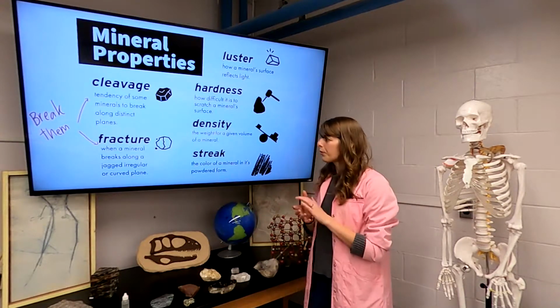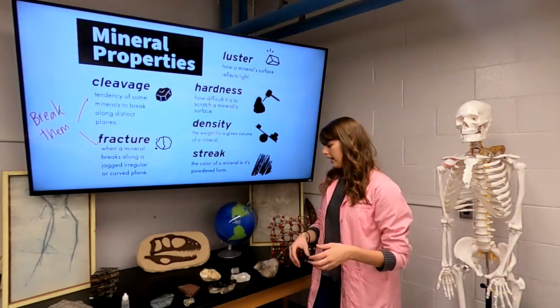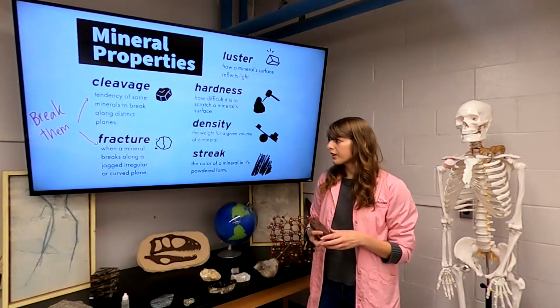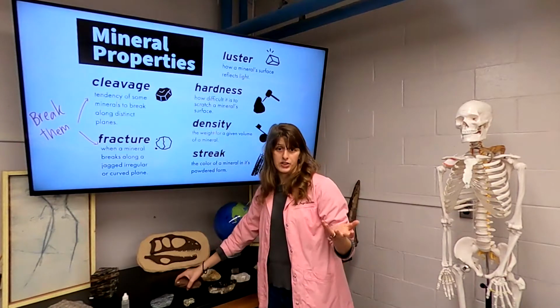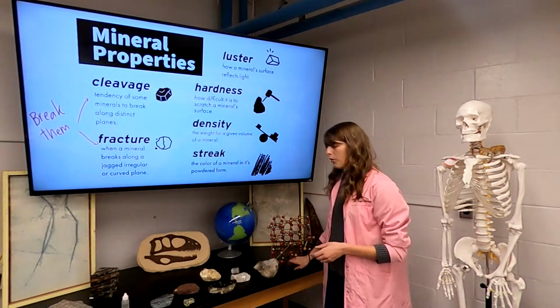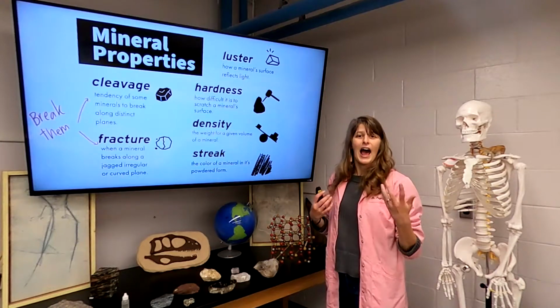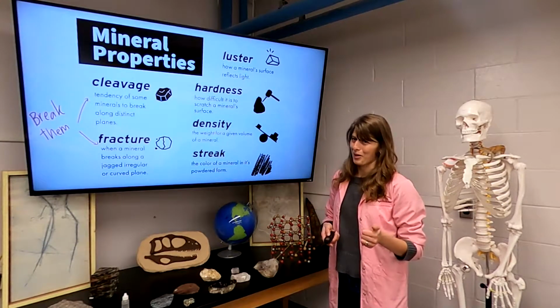Alternatively, a mineral can break irregularly or jaggedly. That means that there's no preferential plane under which it breaks. It just makes a jagged surface. So, first step is, does it have a preference when you hit it with a hammer?